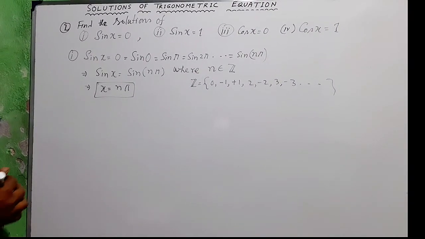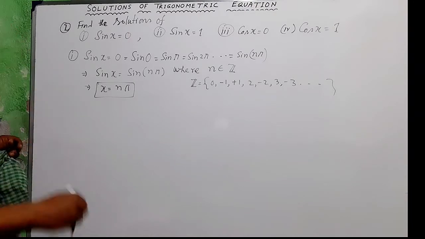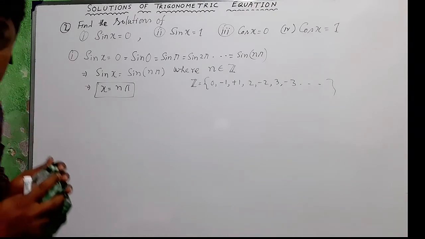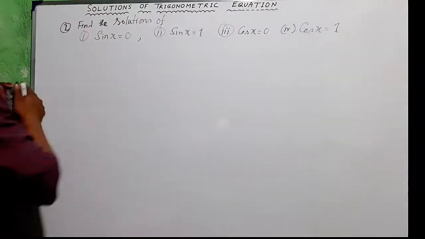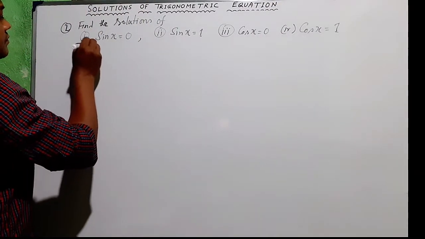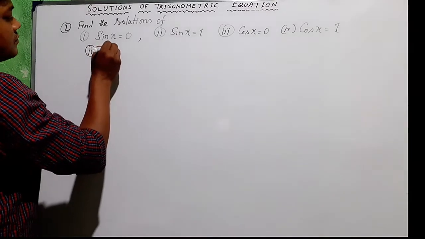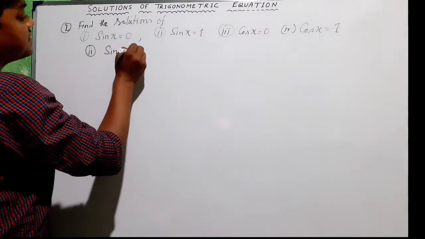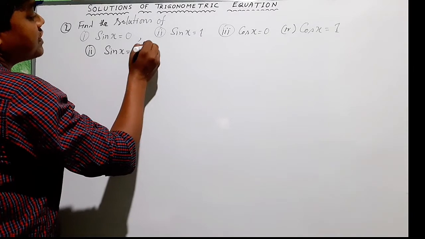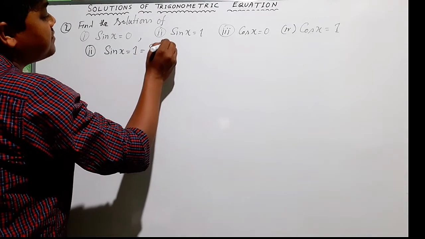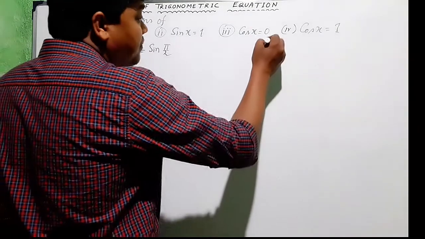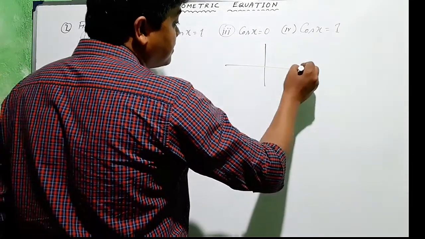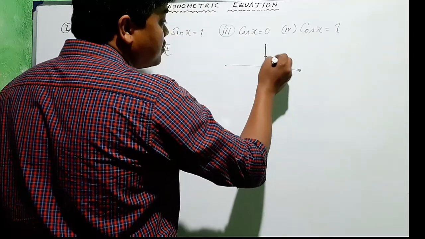Okay. So now the next part. Another is sin x equals 1. Sin x equals 1. So we know that sin 90 degrees, that means sin pi by 2, equals 1. And another is, you see that in the first quadrant, sin pi by 2 is 1.